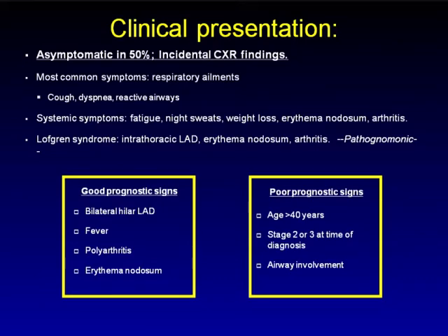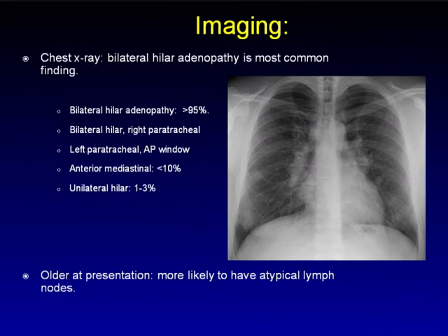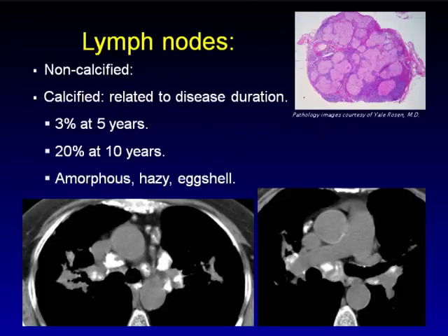Chest X-ray, usually the first foray into radiology for some of these patients. And bilateral hilar adenopathy is the most common finding, oftentimes in association with right paratracheal adenopathy. Other combinations are less common, obviously, but thank goodness unilateral hilar adenopathy is seen in a small majority of patients. So the older someone is at presentation, the more likely they are to have atypical lymph nodes.